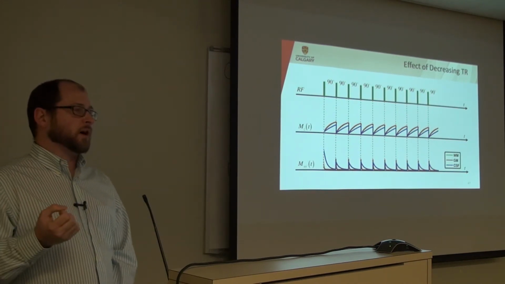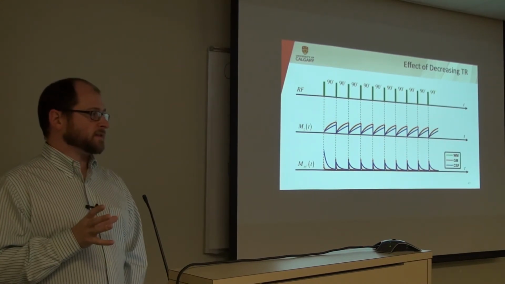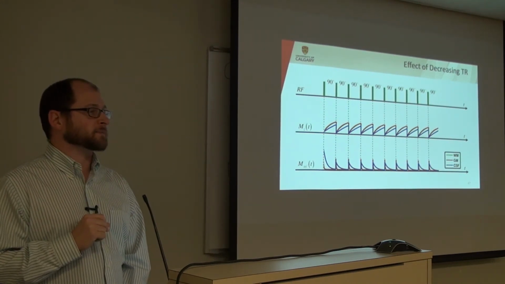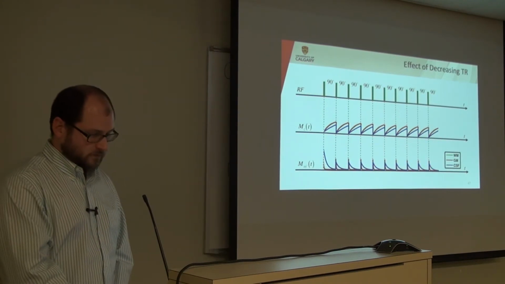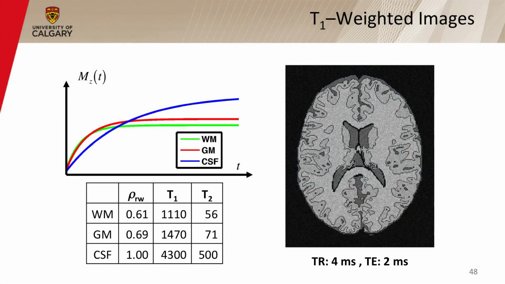So your T1 weighted image is an image where the shorter T1 species have a brighter signal because they've been able to recover more before you apply that next pulse. And so this is just an example of a simulated T1 weighted image. So if we have a very short TR, in this case 4 milliseconds, which is way beyond the 4,300 millisecond T1 recovery of CSF, and in this case we've just got a short echo time of 2 milliseconds, then we get this type of image.